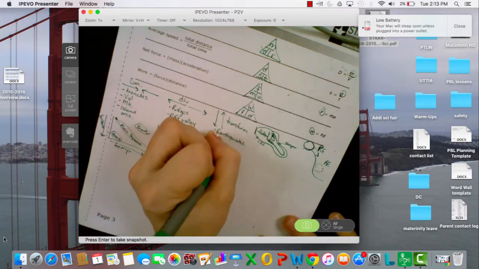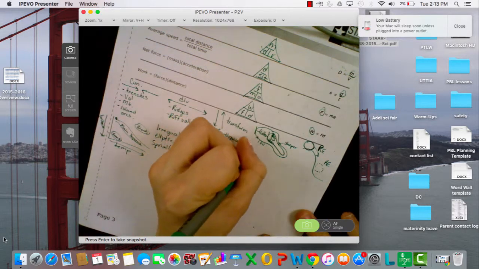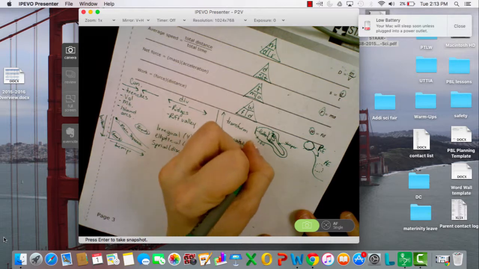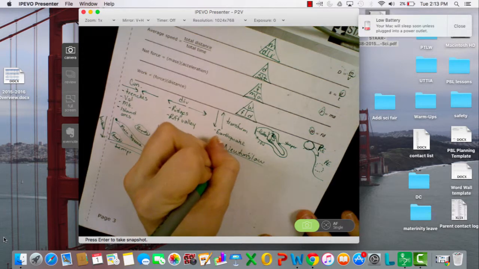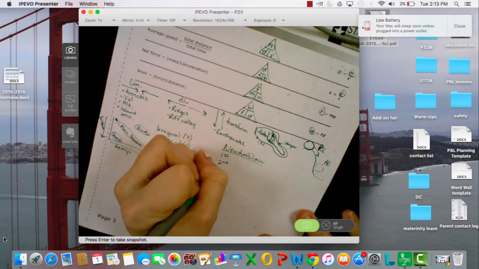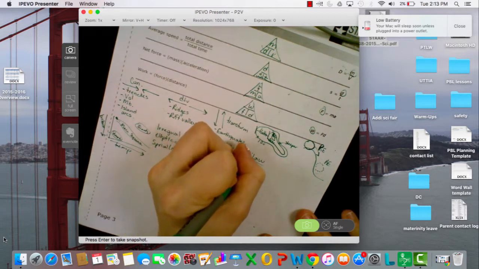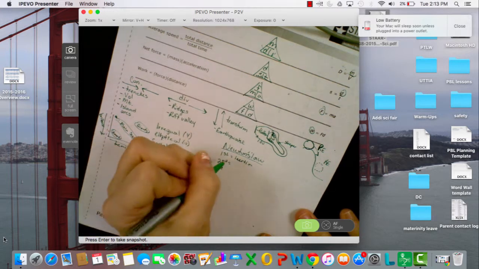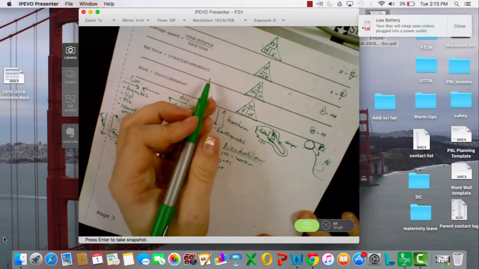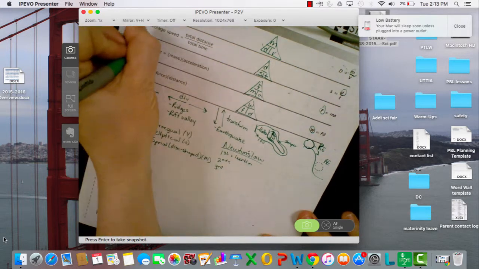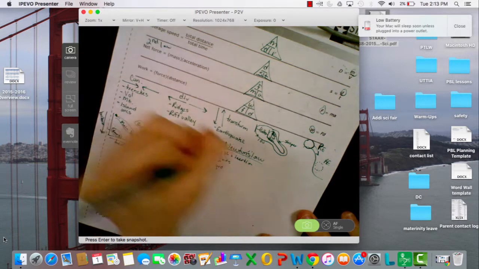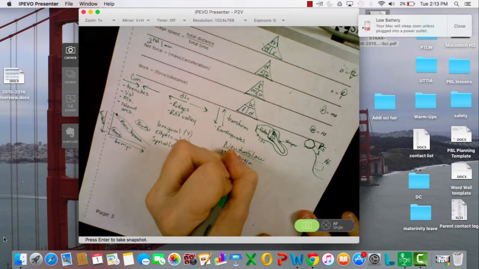So you have the first, the second, and the third. Remember, the first law is inertia. Second law is force equals mass times acceleration. This one right here. So it's force and mass. And the third one is action and reaction.